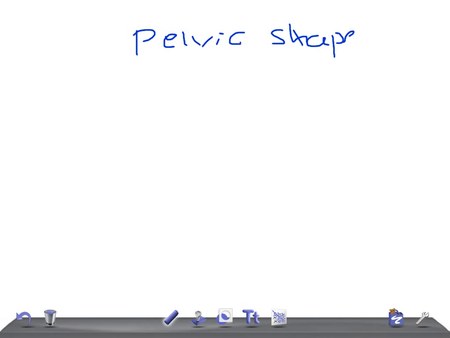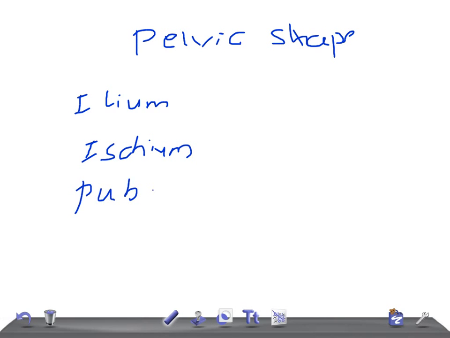Okay, so you know the bones that help in the formation of the pelvis are the ilium, ischium, pubis, sacrum, and coccyx. The ilium forms the superior lateral part, ischium the inferior lateral part, pubis anteriorly, and sacrum and coccyx posteriorly. So if I have to draw a diagram, I don't know.